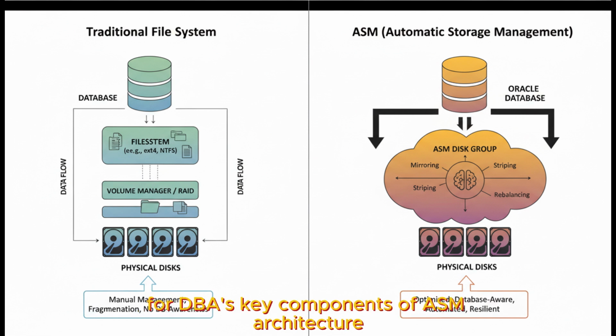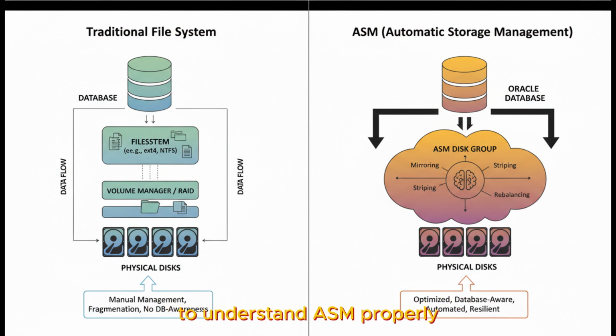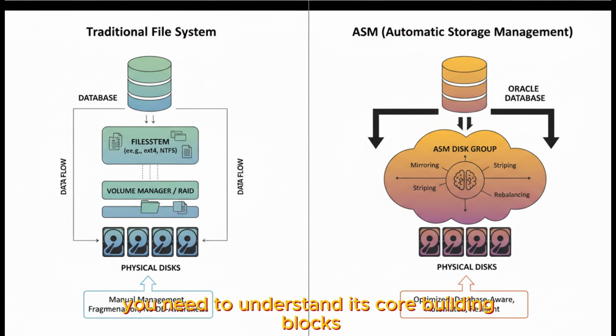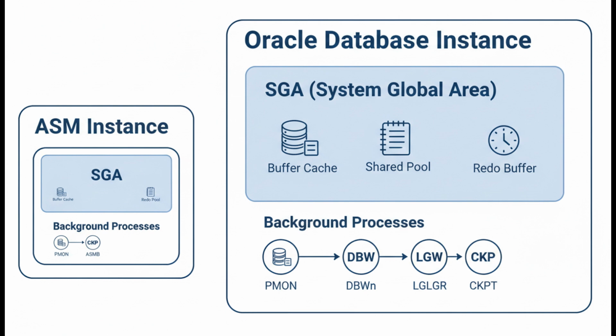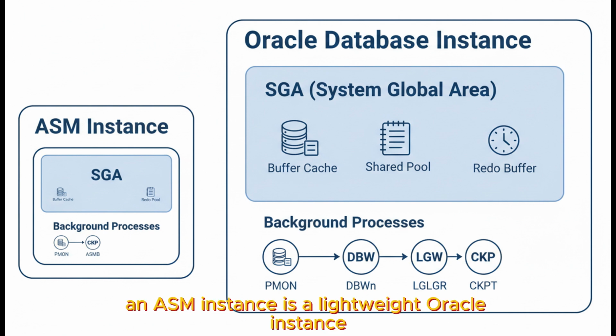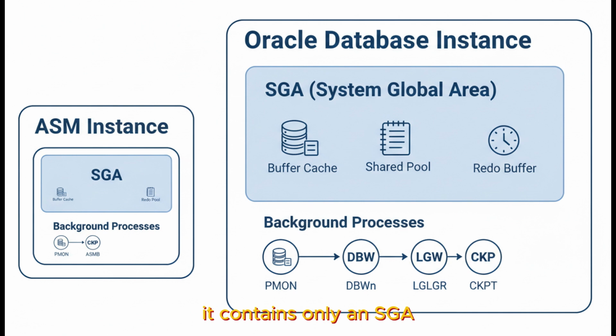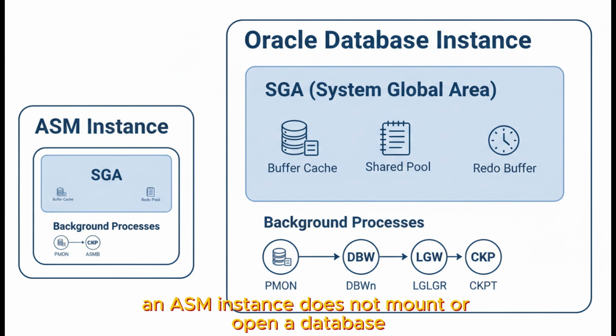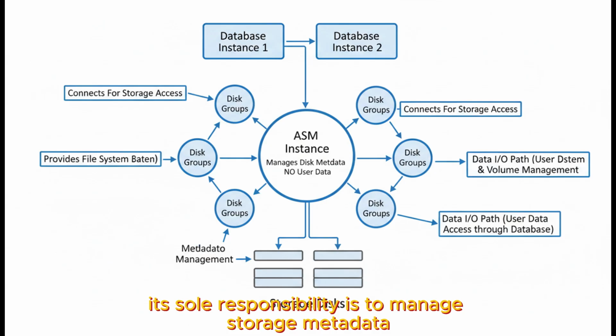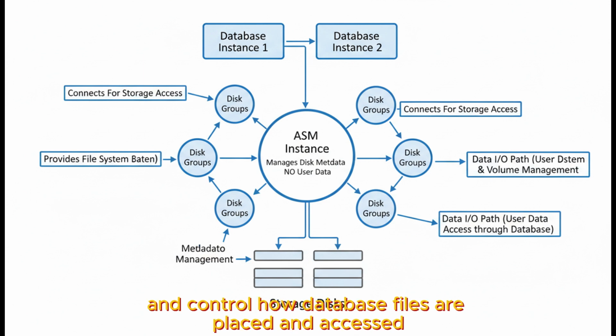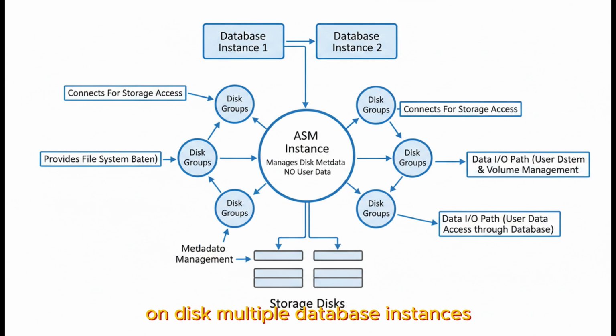Key components of ASM architecture. To understand ASM properly, you need to understand its core building blocks. ASM instance. An ASM instance is a lightweight Oracle instance. It contains only an SGA and ASM-specific background processes. Unlike a normal database instance, an ASM instance does not mount or open a database. Its sole responsibility is to manage storage metadata and control how database files are placed and accessed on disk. Multiple database instances, especially in RAC environments, can connect to a single ASM instance.